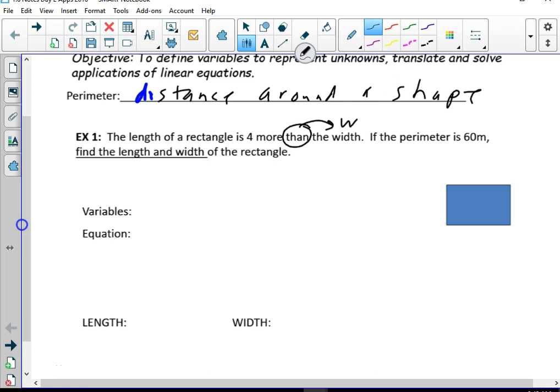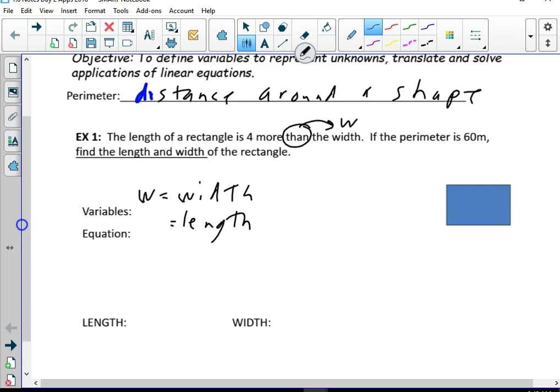You're looking for the reference point. What's it referring to? Are you referring to the students? Are you referring to me? Are you referring to length or the width? So it's defining the length in terms of the width. Okay? So we're going to call the W for width. Okay? And the length is 4 more than the width.